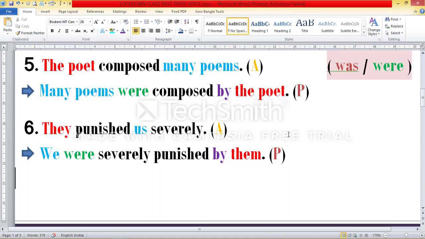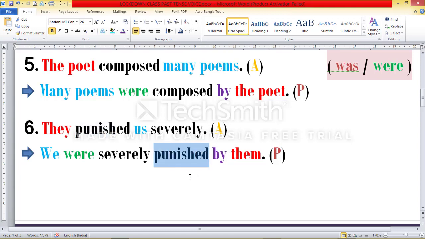Then we have to go to the be verb was or were. Out of this, as the subject is we, so were is possible here. Were will come. So were has come. Then we have to write this word, severely. This is an adverb of manner. So the word severely will come here, adverb of manner. Then we have to write the third form of the verb punish. The third form of the verb punish is punished.